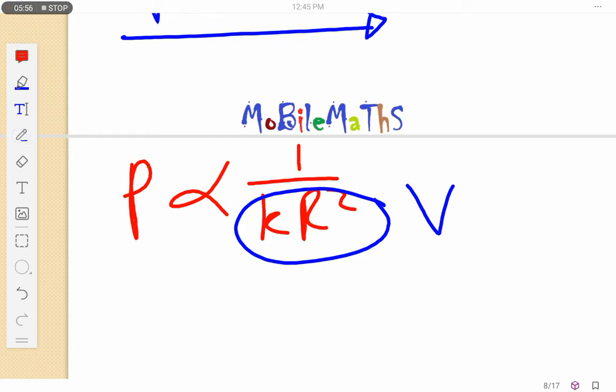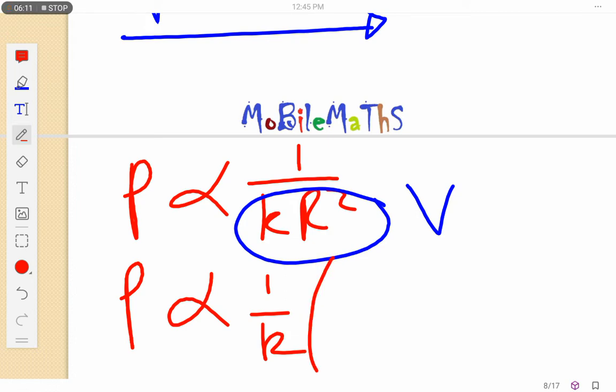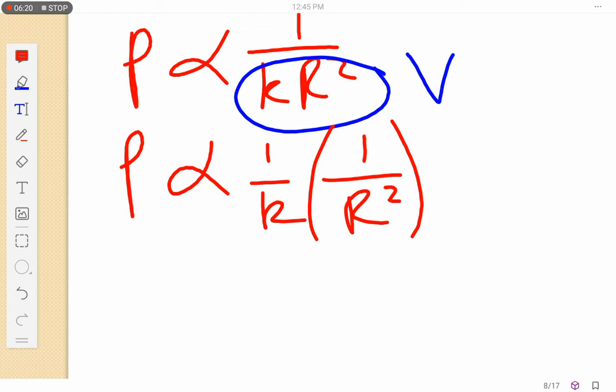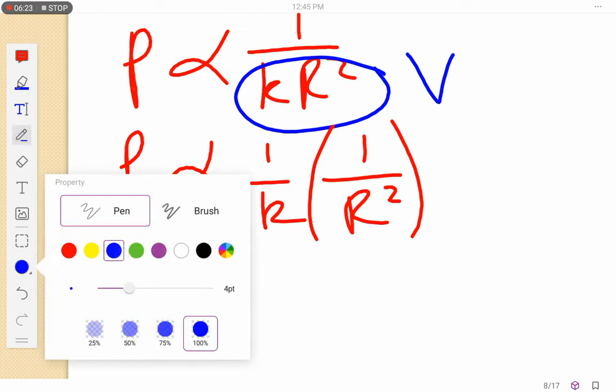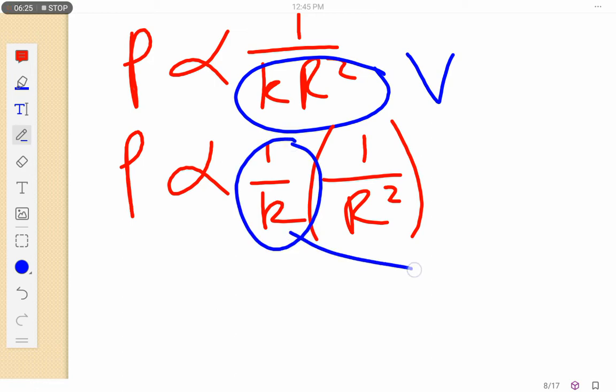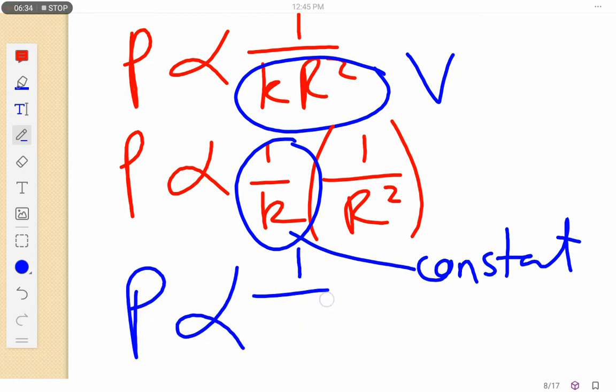Okay, now with that information, I can now simplify. If I simplify, I'll get p varies with 1 over k times 1 over r squared. This is the same thing, I've just rewritten it like that. So 1 over k is a constant here, so I can take it away and remain with p varies with 1 over r squared. So at the end of the day, this is how they vary with each other.